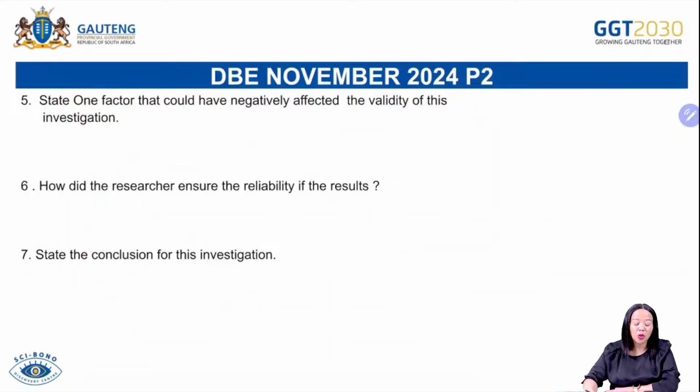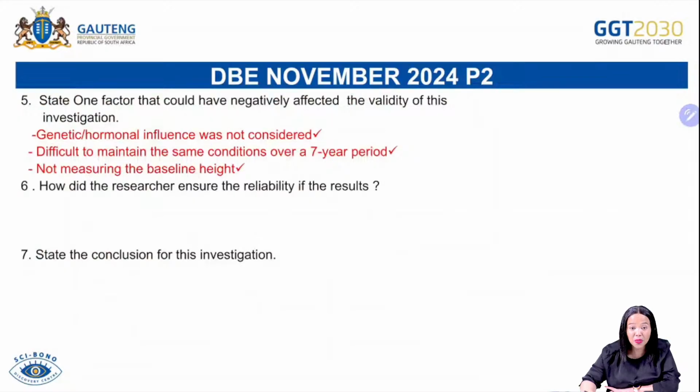Moving to our next set of questions. State one factor that could have negatively affected the validity of this investigation. What is it that could have negatively affected the validity of this investigation? Keeping the same living conditions over a period of 7 years is practically impossible. So that is one of the factors, to say it is difficult to maintain the same living conditions over a period of 7 years.